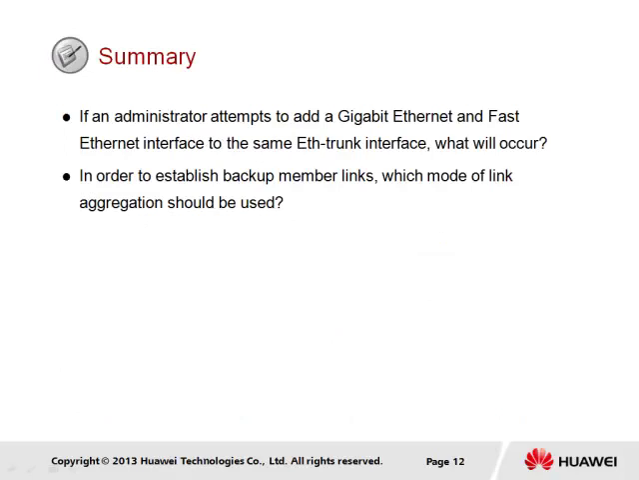So we come then to the summary for this section, in which we have a couple of questions. The first asks, if an administrator attempts to add a gigabit Ethernet and fast Ethernet interface to the same Ethernet trunk interface, what will occur? Well, member interfaces of different types are not supported by the Ethernet trunk, and therefore any attempt to associate a gigabit Ethernet and fast Ethernet link with the same Ethernet trunk would result in an error being displayed in VRP, notifying that the trunk has added a member of another port type.